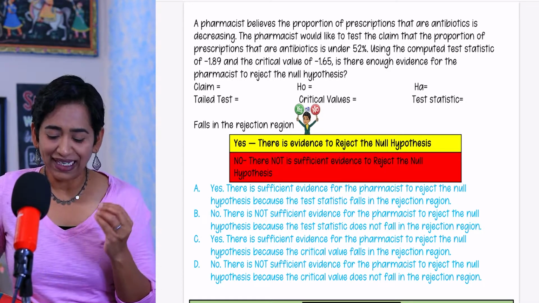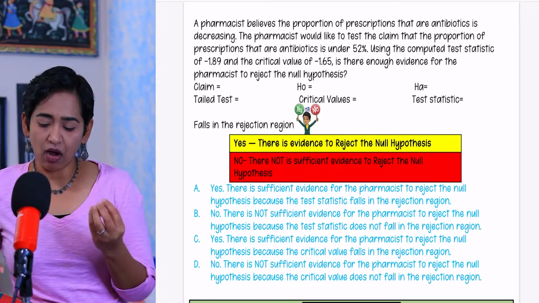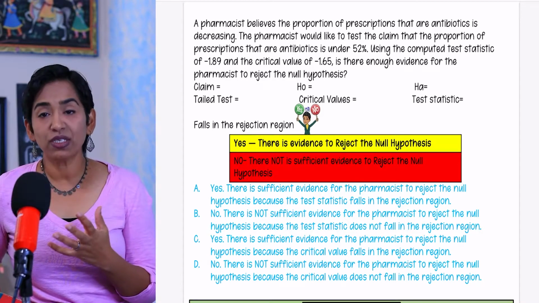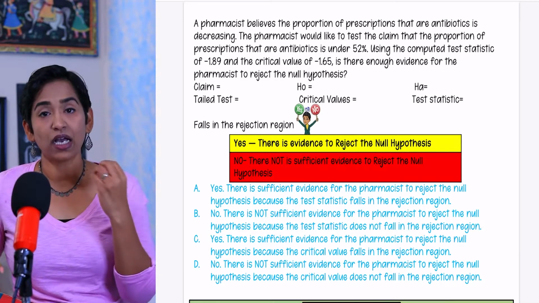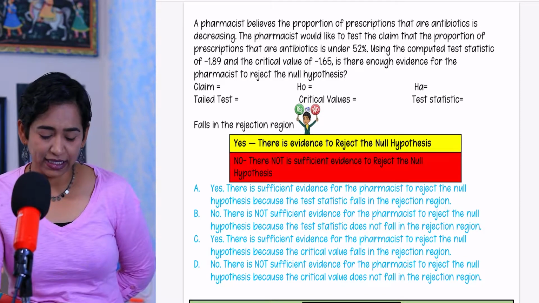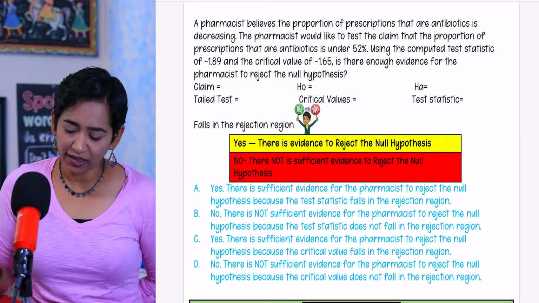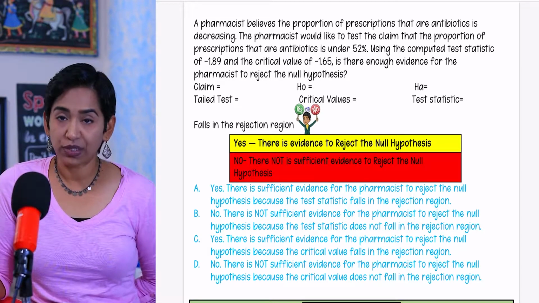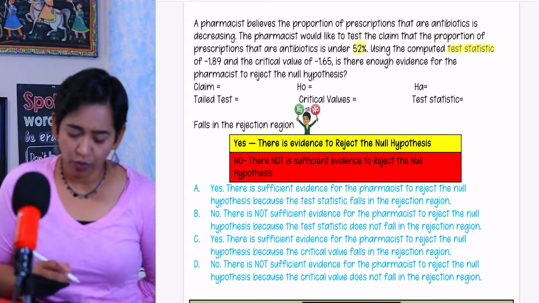A pharmacist believes a proportion, again P, of prescriptions that are antibiotics is decreasing. The pharmacist would like to test the claim that the proportion of prescriptions that are antibiotics is under 52%, using the computed test statistic of negative 1.8. I'm going to go ahead and highlight the things that I think will be important to me. Antibiotics under 52%. My test statistic is negative 1.8.